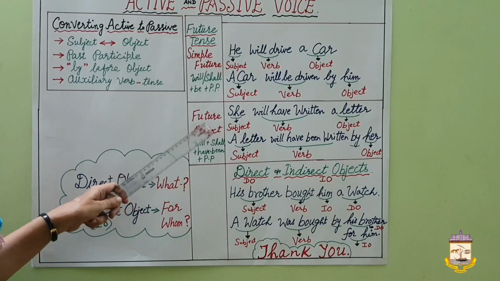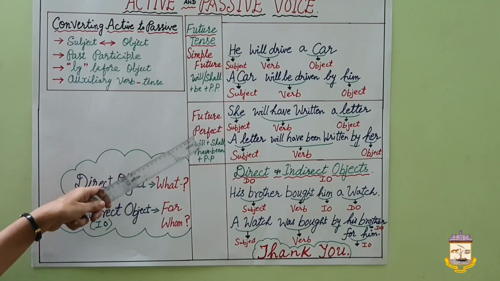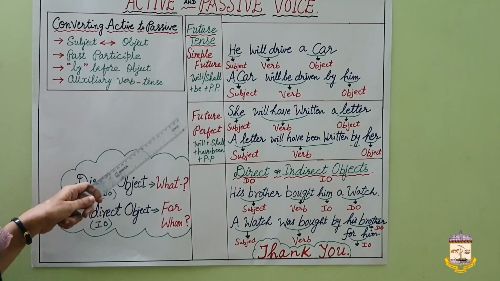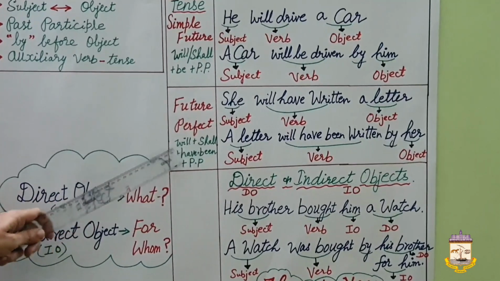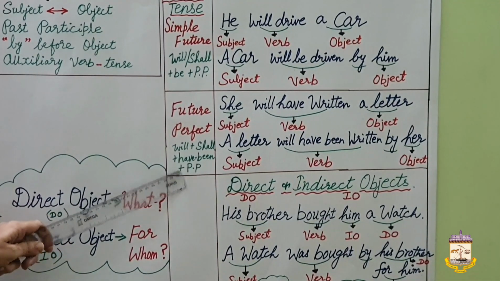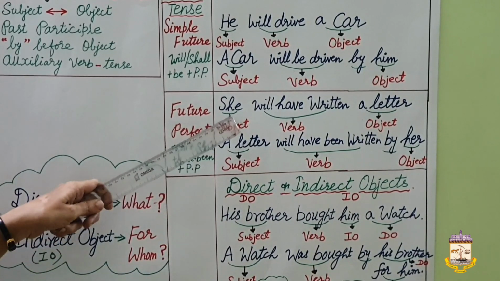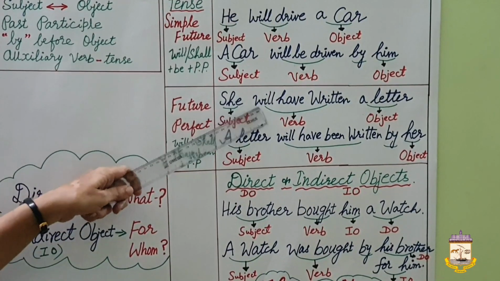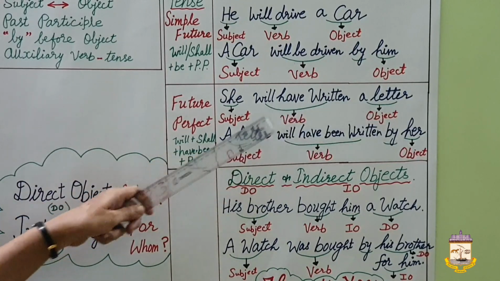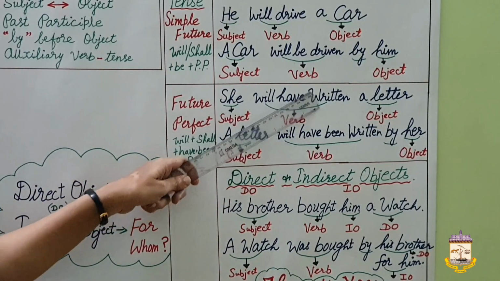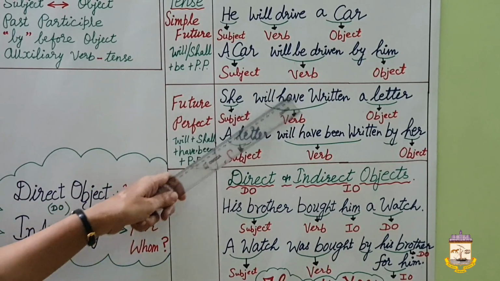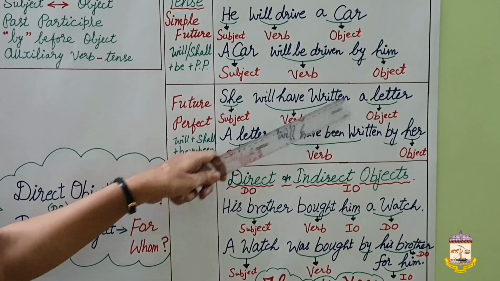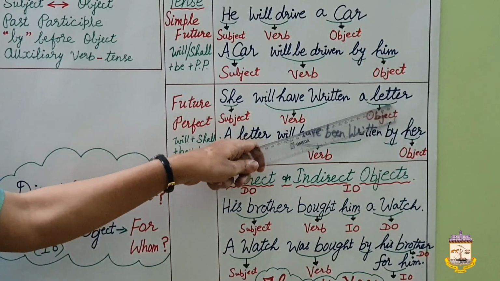The next tense is the future perfect tense. The format for future perfect tense will be will or shall plus have been plus past participle. The example is, she will have written a letter. She is the subject. Will have written is the verb which is in the future perfect. And what will she have written? She will have written a letter. So a letter is the object.